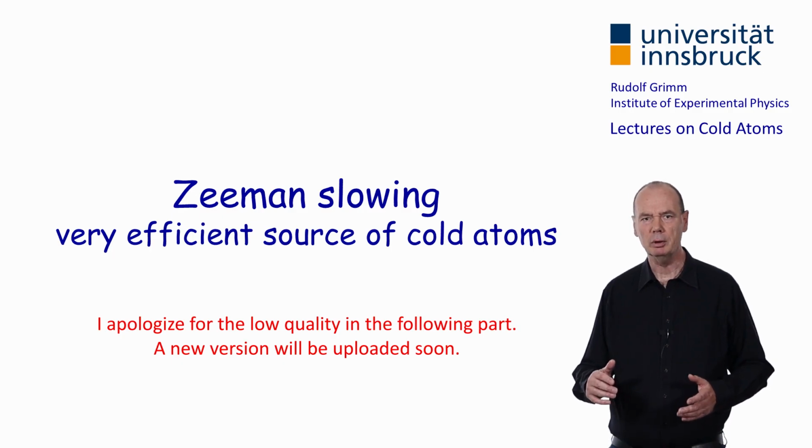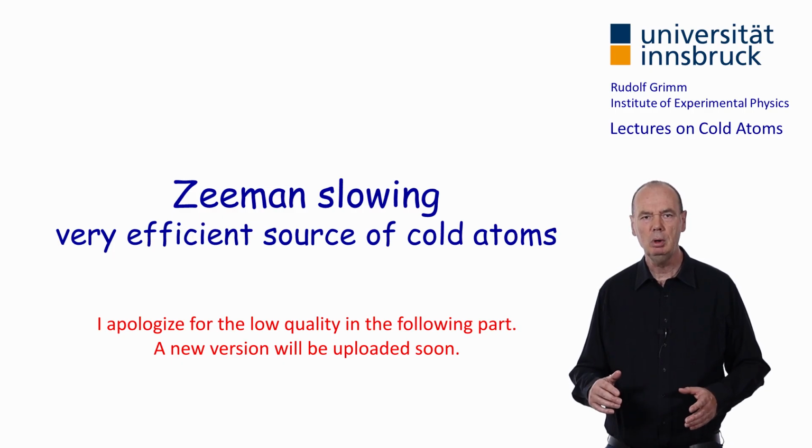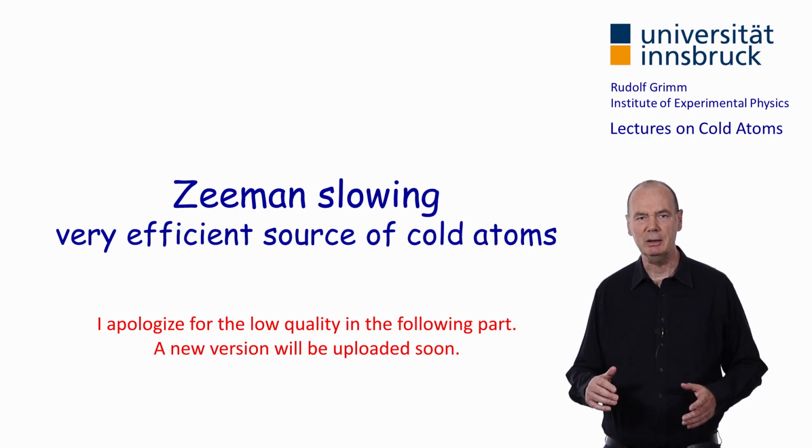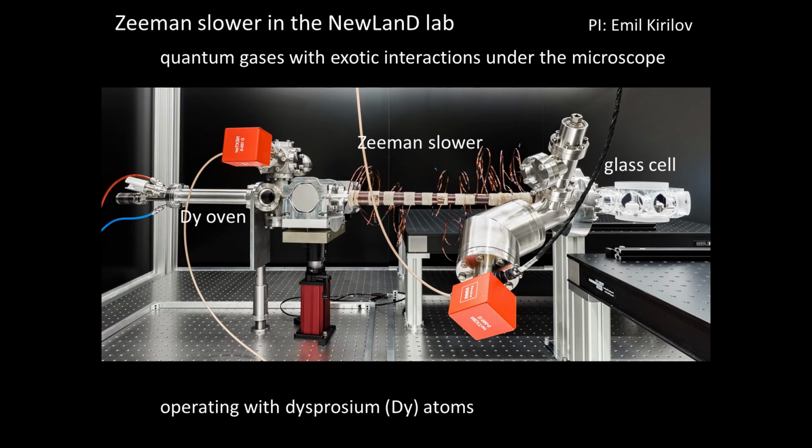Let us now move on to a conceptually quite simple case which is of great practical importance. The Zeeman slowing of atomic beams represents a beautiful example for the powerful control of the scattering force by magnetic fields. Let us start with a quick visit to our Newland laboratory, where we have set up in the last few years a quantum gas microscope for dysprosium atoms. We want to study the effect of exotic interactions in this quantum gas microscope.